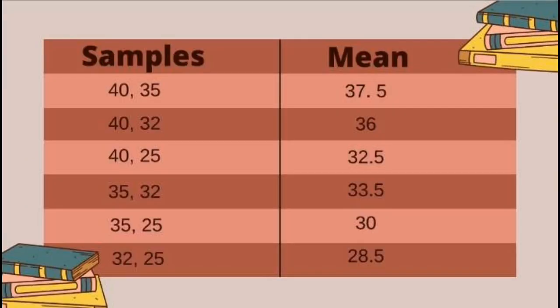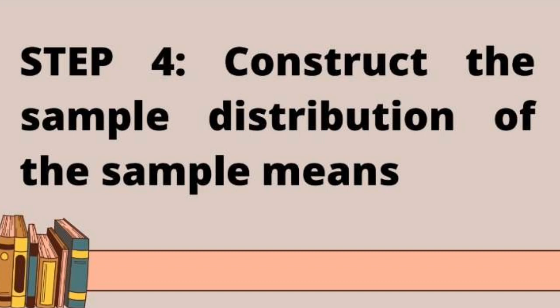So, we have here a table of contents. The first column is the set of samples of size 2, and beside it is the column with their corresponding means. To find the mean, just simply add each set of samples and divide by 2. Just like 40 plus 35 equals 75, divided by 2 equals 37.5. And do the same thing to the following sets.